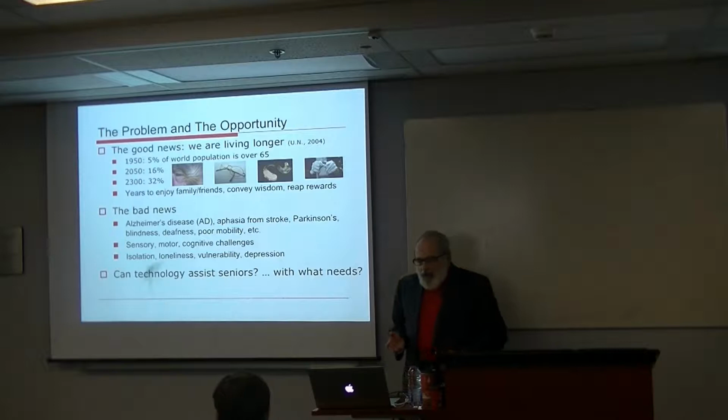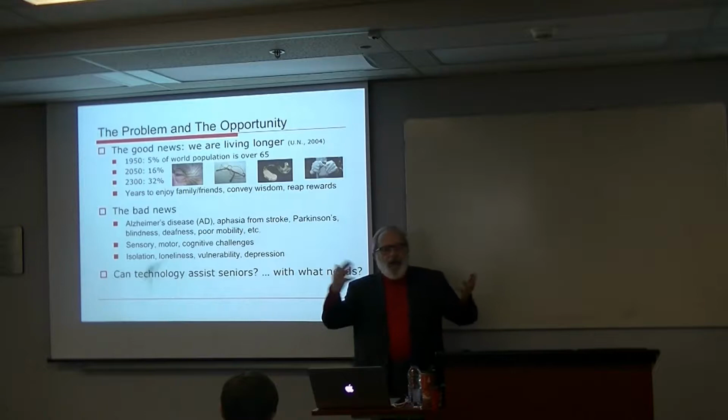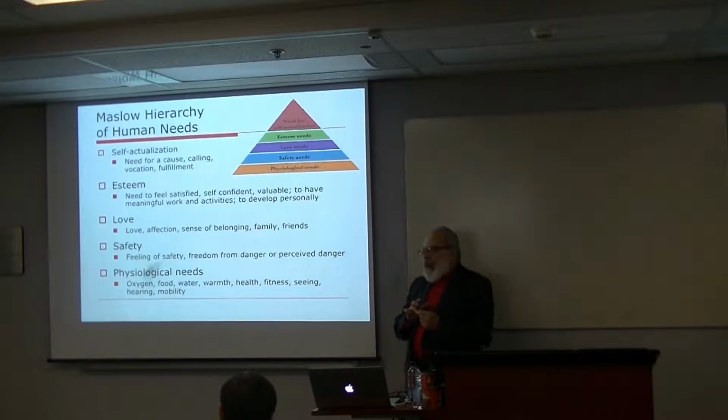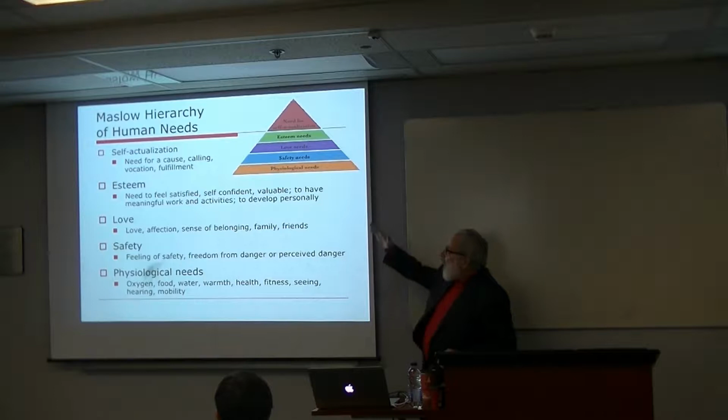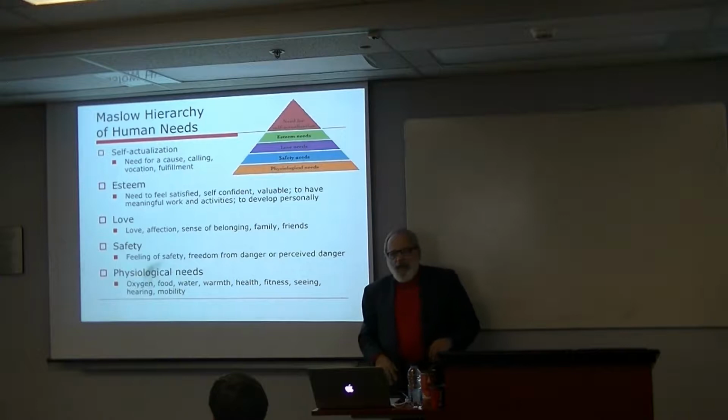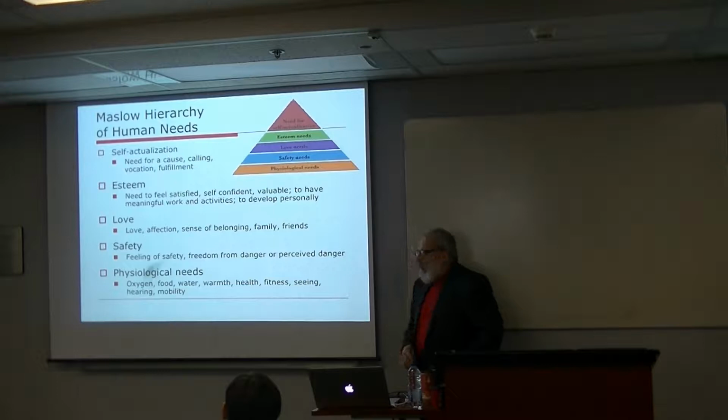And immediately the question comes back, well, what do you mean assist? With what issues, with what problems? And so we have found useful a 1944 paper, I believe, by the psychologist Abraham Maslow on what he described as the hierarchy of human needs. What Maslow said in this paper was at the lowest level, you start out with physiological needs. If you don't have oxygen, if you don't have food, if you don't have water, if you're freezing, everything else doesn't matter. You can't survive.